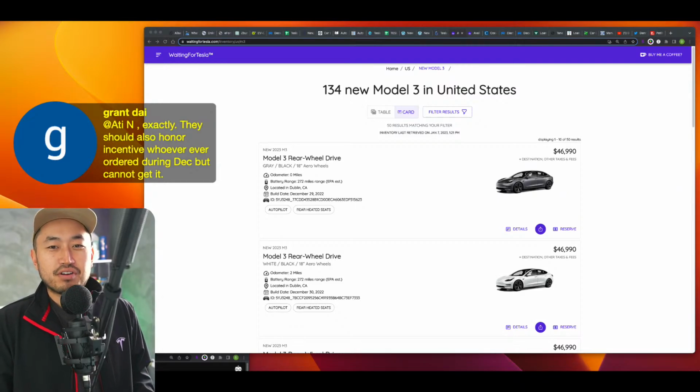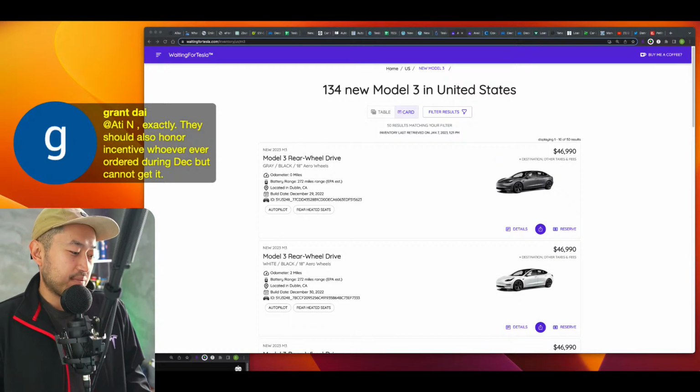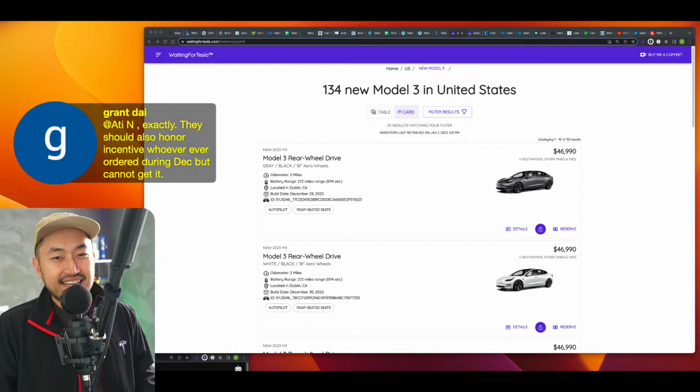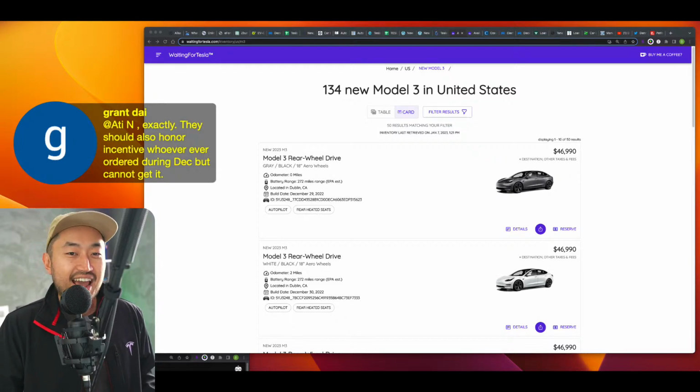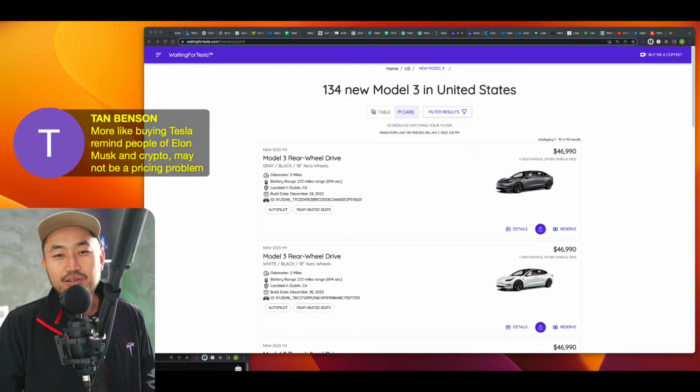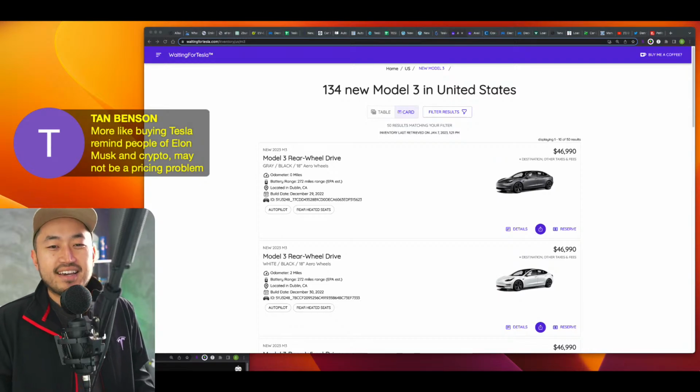They should honor the incentive for whoever ordered during December but cannot get it. I feel like with all the push and heat they got for December, maybe they roll it out now and then anyone in the future would be able to claim it. But either way, it kind of sucks for everybody, whether they took advantage or didn't.